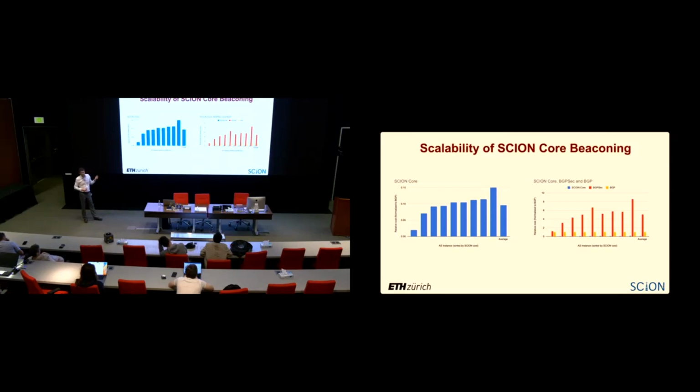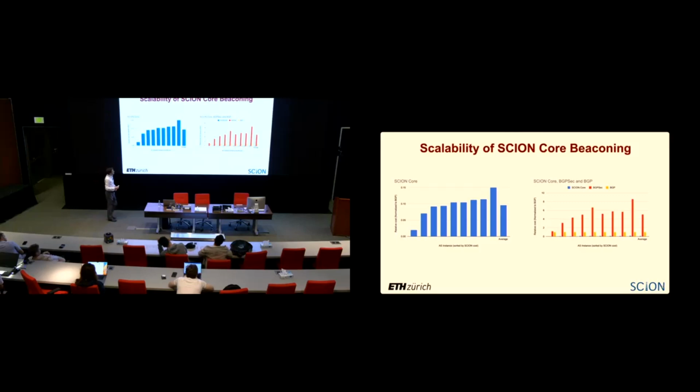But actually, BGP only found one path. But in these examples, actually, SCION found 60 paths. So we stopped it after 60 paths. So it only uses 10% of the effort to find 60 times more information.